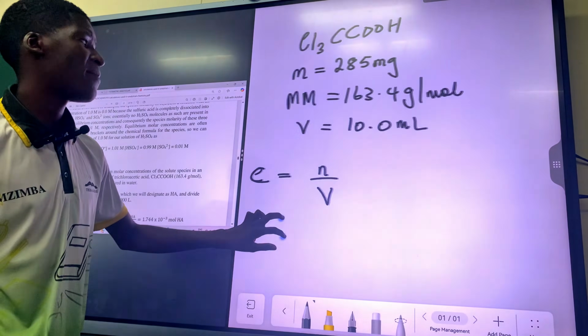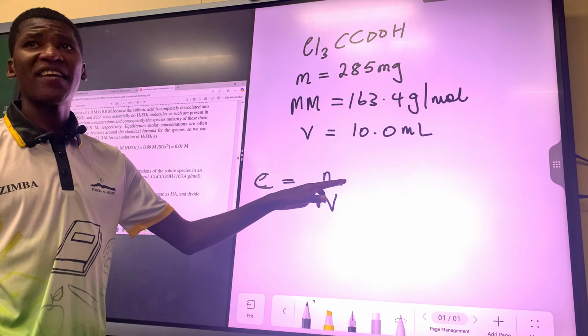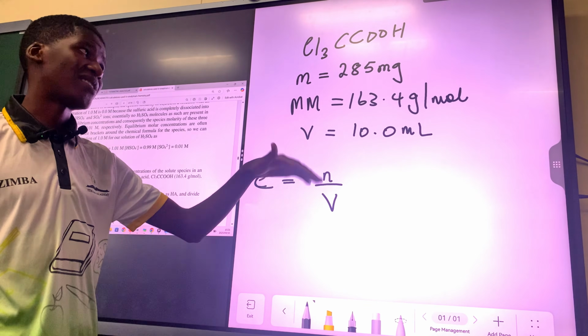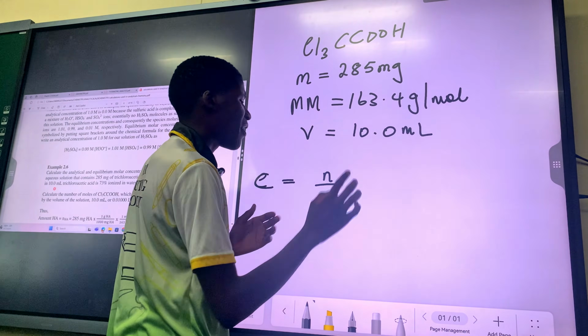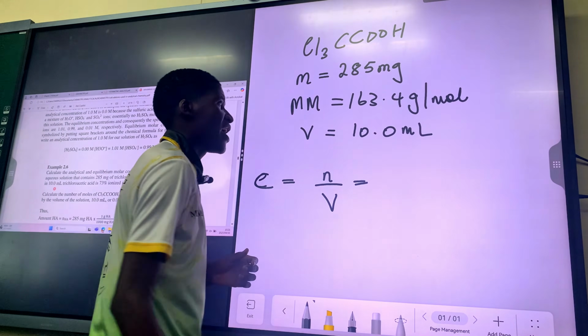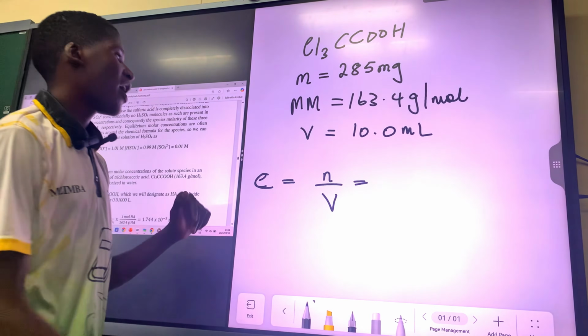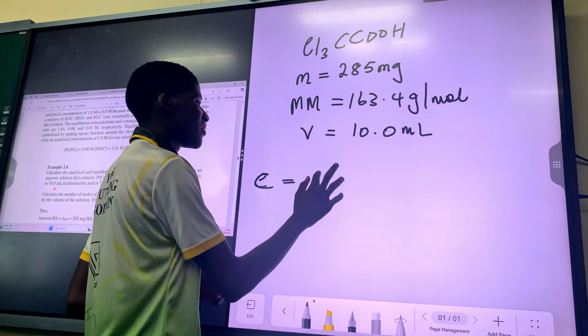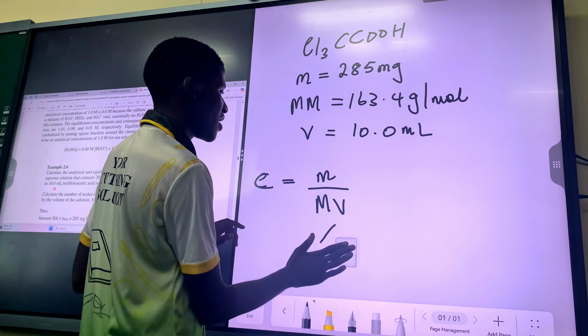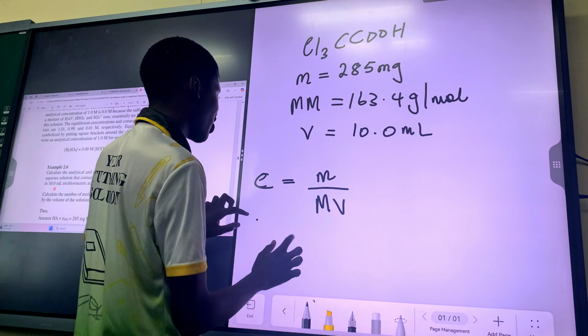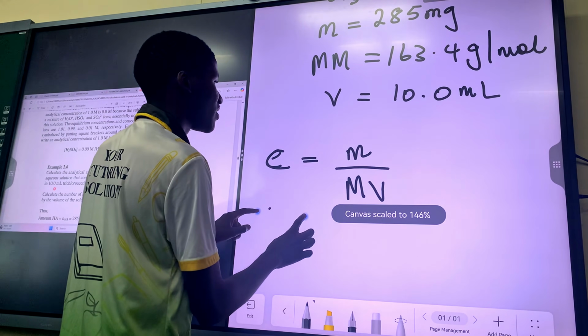It's fine. Here you are given the mass. You find the number of moles first. It's mass over molar mass. You can do that separately or you can just put it once in here. I'll just put it once here because it will be faster. So this is the mass over the molar mass times the volume. This is how we calculate the concentration, which is just the analytical concentration.